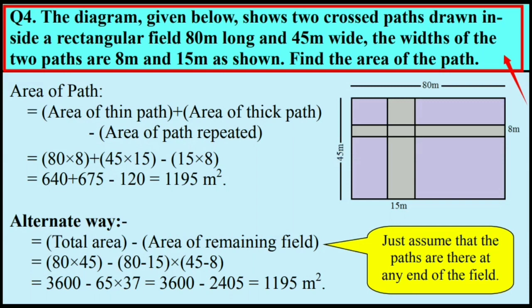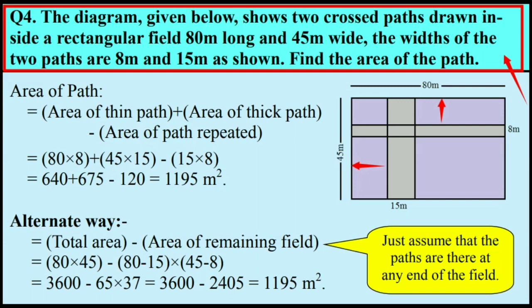Let's assume that these paths are being shifted to any end of the rectangular field. It means if the shorter and wider path shifts towards the left end and the longer and thinner path shifts towards up end, then the area of the footpath will simply be the area of the field minus the area of field without path. Then the area of the footpath is the total area minus area of the remaining field without footpath.